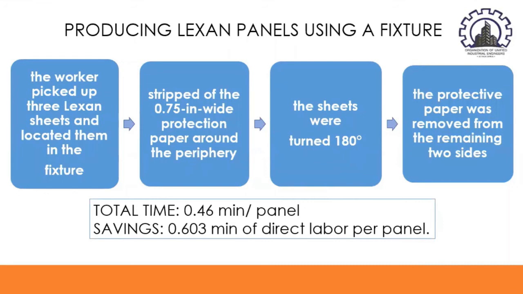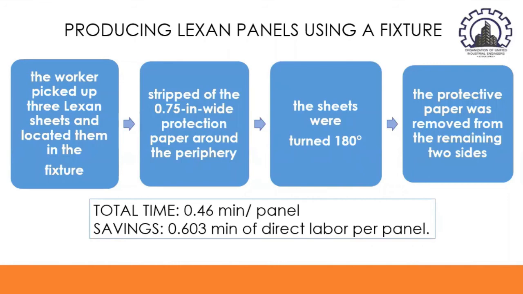The first process is that the worker picks up 3 Lexan sheets and locates them in the fixture. As you can notice, it is already advantageous to use a fixture instead of just hands as a holding device, because a fixture can accommodate 3 Lexan sheets simultaneously, whereas with just hands, the operator will do it manually.